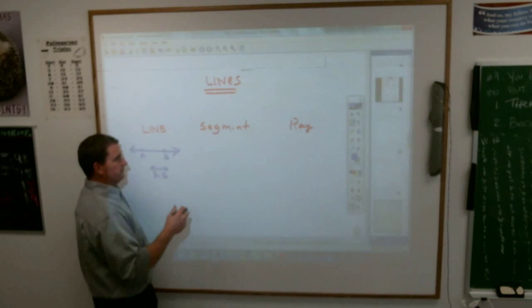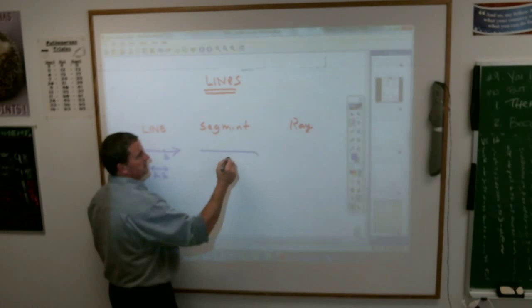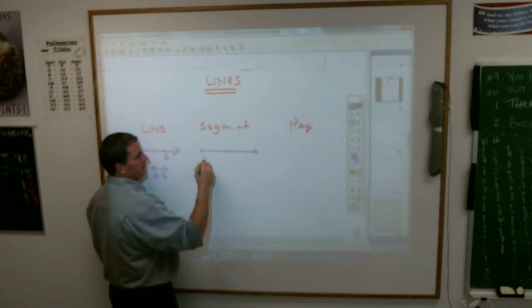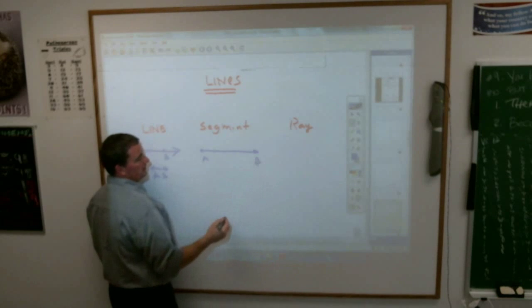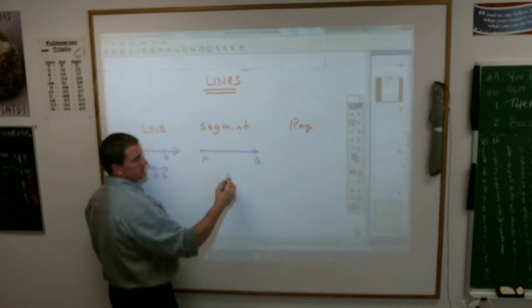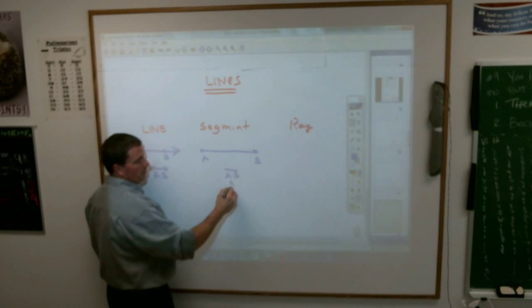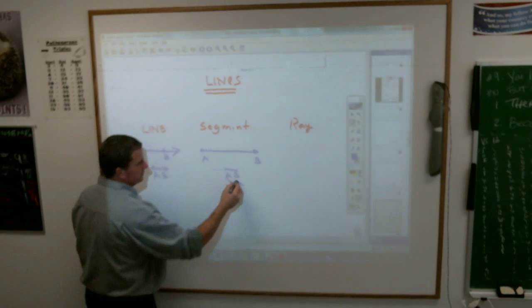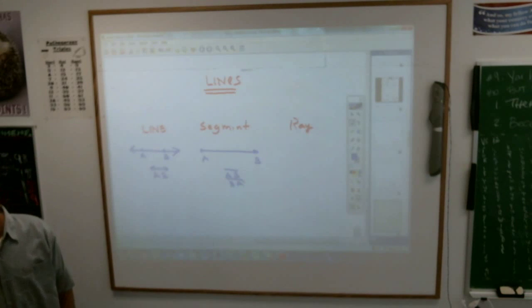Whereas a segment, right, it has an ending point. And they could be dots, or they could just end like that. Again, that would be segment AB, and if you're labeling it, you would put AB, and it would be a line over top of it without arrows, or BA. No arrows over top of it. That would be segment BA.